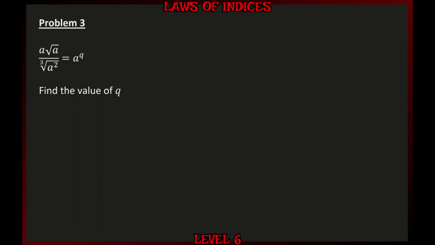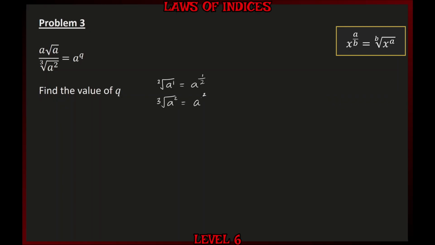And to start, we'd like to change all of our roots into powers, and to do this we're going to use this law. So starting with the square root of a, this can be rewritten as the square root of a to the power of 1. So using our law, we can write this as a to the power of 1 over 2, or a to the power of a half. Similarly, the cube root of a to the power of 2 can be rewritten as a to the power of 2 over 3, using our law.